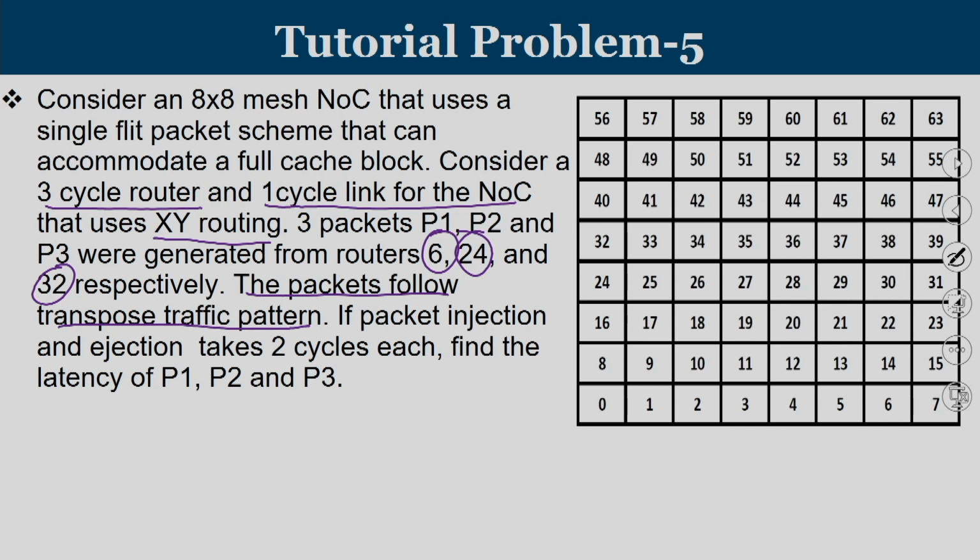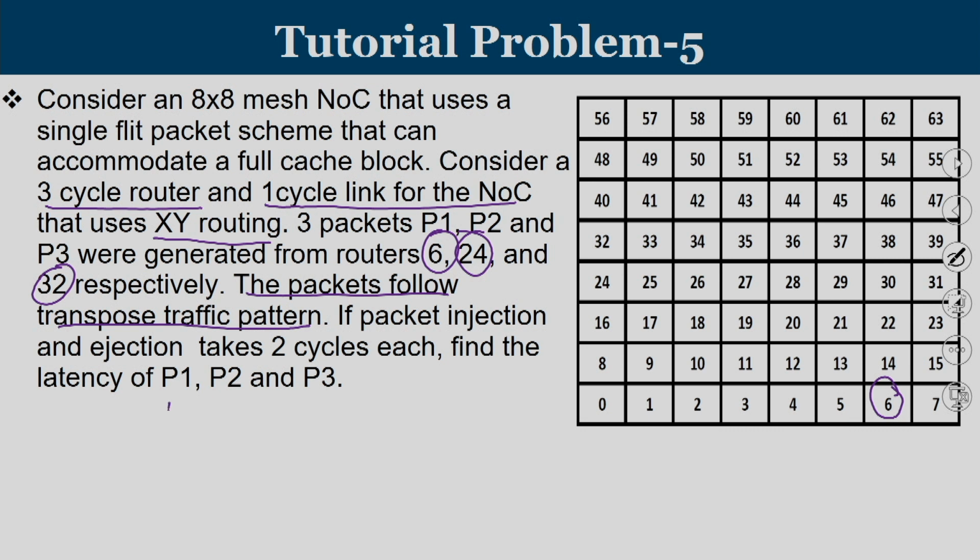So consider an 8 by 8 mesh network. Let us take the first packet. The packet is from 6. So this is the source router. Now we have to find out where this packet is traveling.